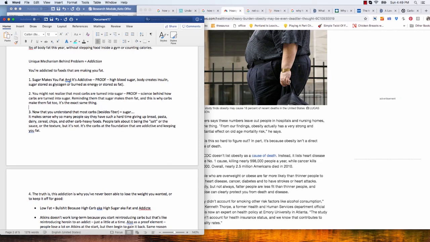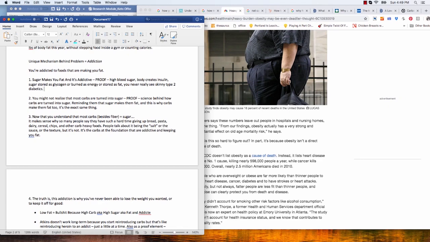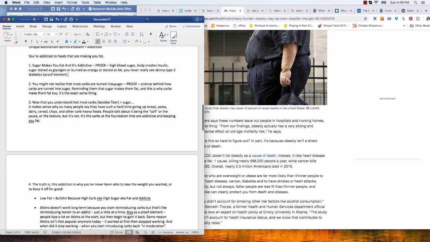So again, sugar makes you fat and it's addictive. Through high blood sugar, body creates insulin, sugar stores glycogen, or burned as energy, or stored as fat. You never really see skinny type 2 diabetics. It's a proof element, right? Most carbs are turned into sugar, right? Carbs are turned into sugar, sugar makes them fat, carbs make them fat too. It's the exact same.